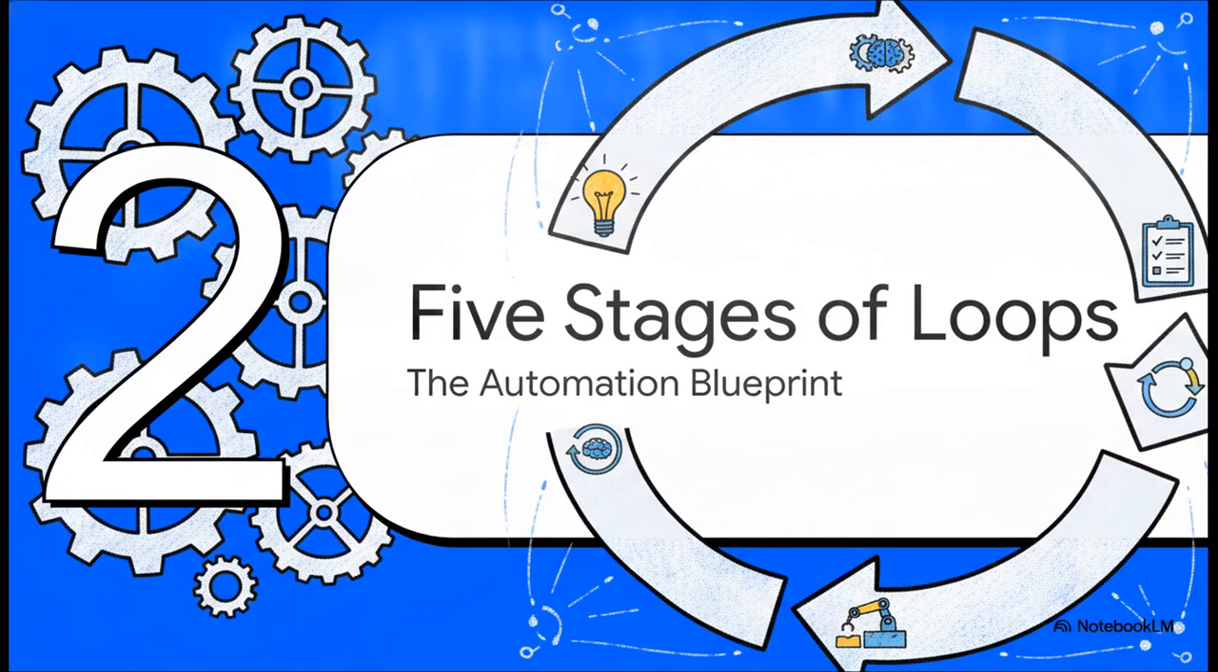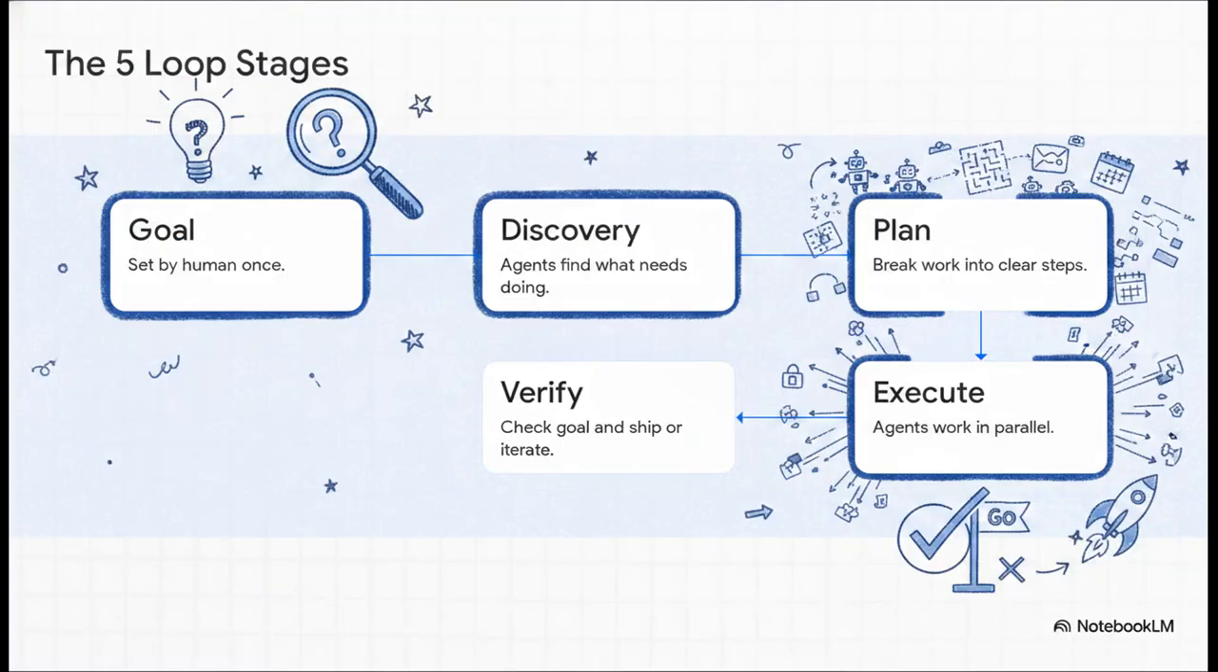Section 2. The 5 stages of loops. The universal blueprint for AI automation. So how does a loop actually function? Well, every automated loop follows 5 exact stages. It starts with the goal. This is set by you, the human, just once. Second is discovery, where the agents explore the environment to figure out what actually needs doing. Third is the plan, breaking that work into clear, actionable steps.